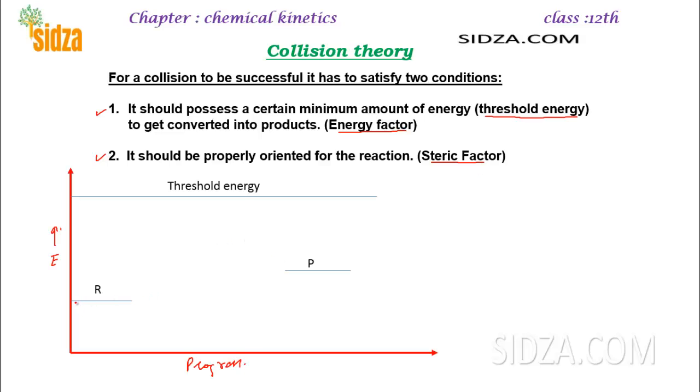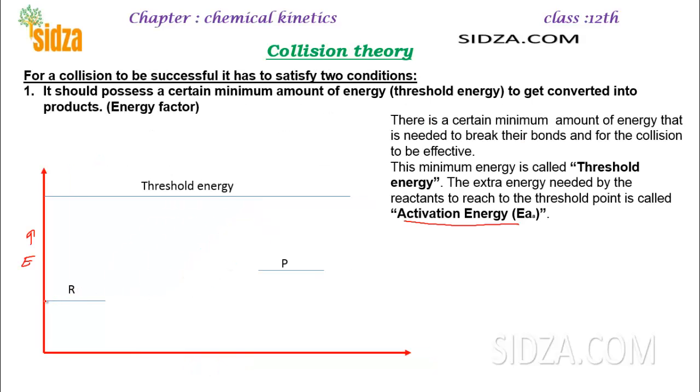Here this is the energy of the reactants and this is the energy of the products. According to the collision theory, reactants should first attain this threshold energy, right? And only then will they form the product. So that means reactants do not directly convert into product. They must attain a threshold energy and after that they form the product, right? So actually reactants have to cross over this energy barrier, right? Only then will the product be formed.